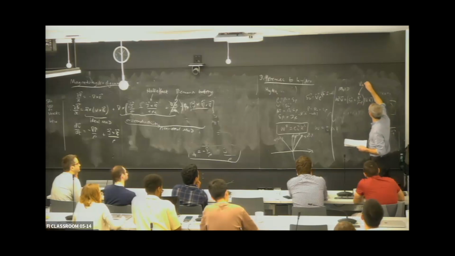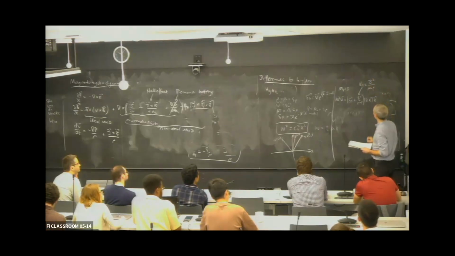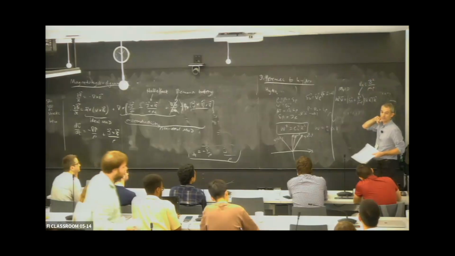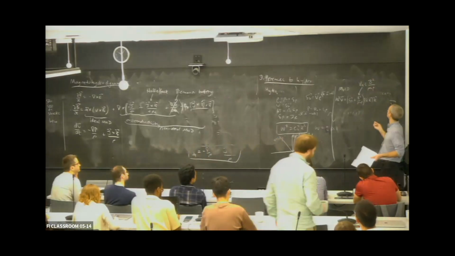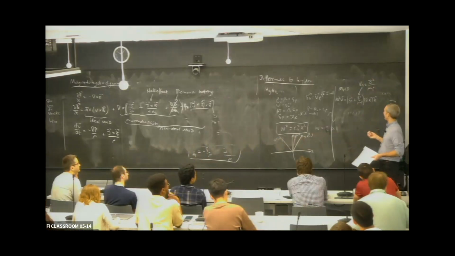So I'm going to call it VA. Let's define it. There's a thing that pops out that involves the magnetic field that has the dimensions of speed. It's the Alfvén speed.